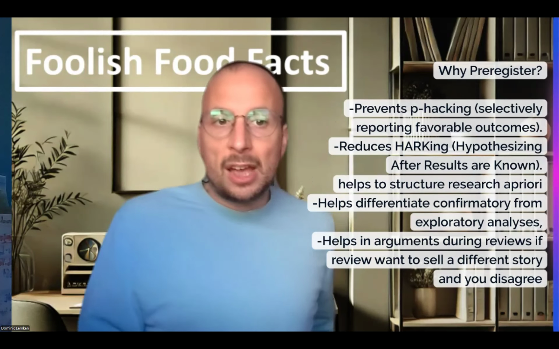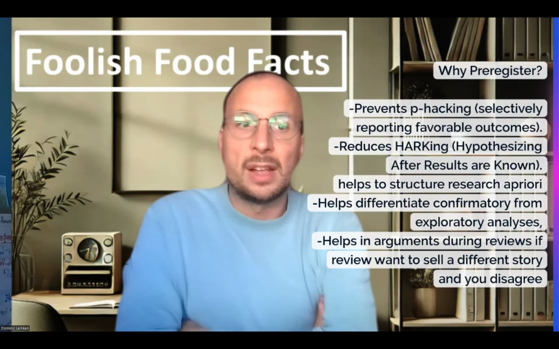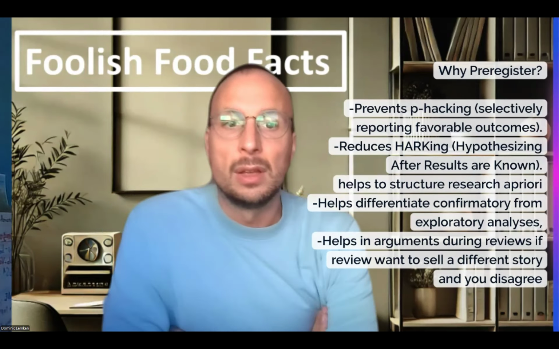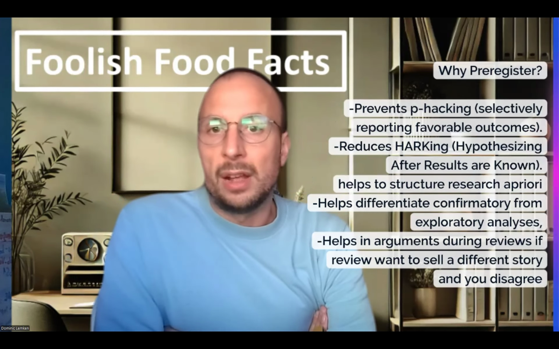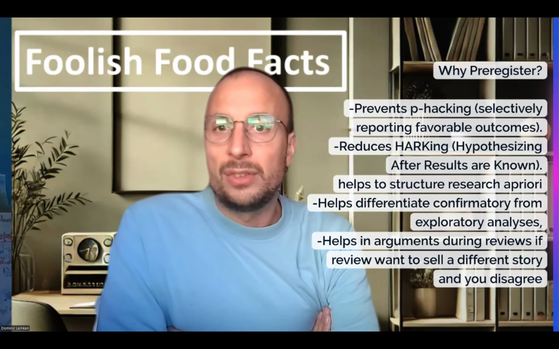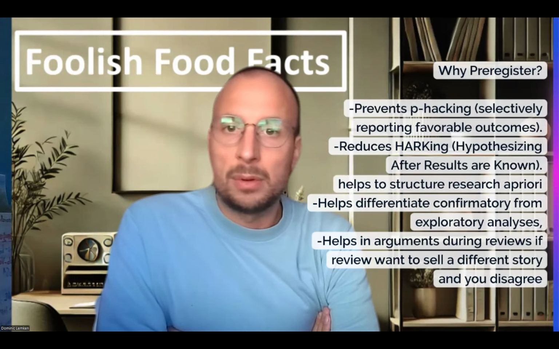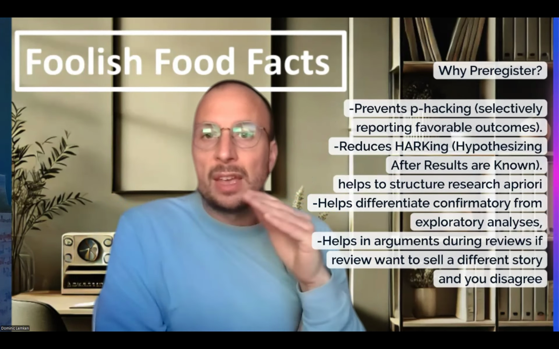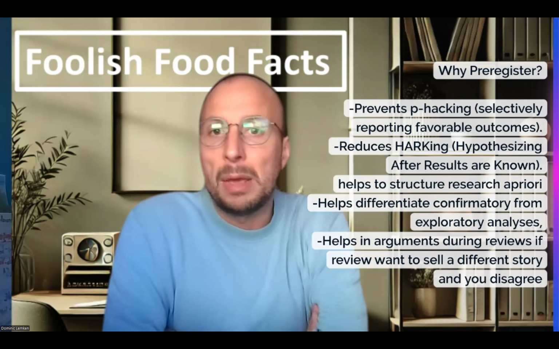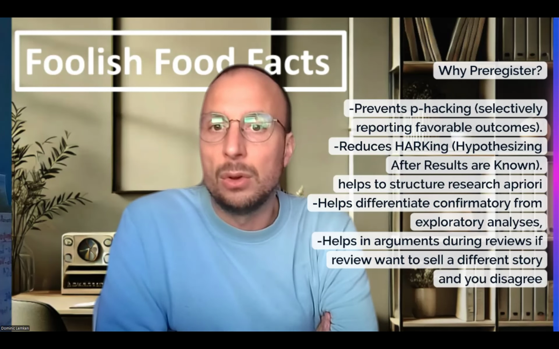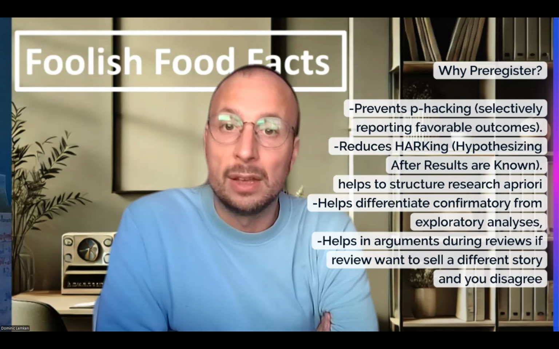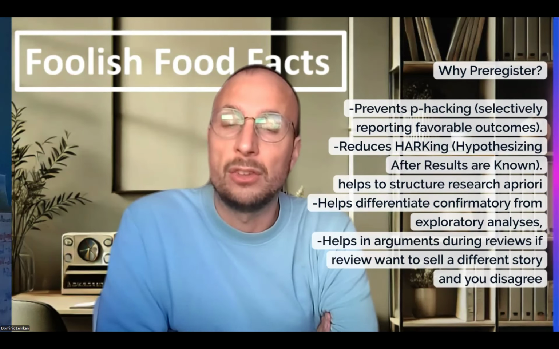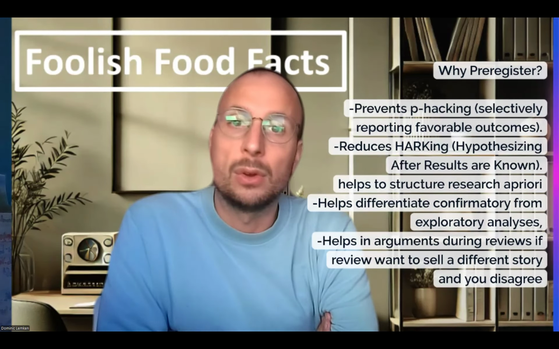The next thing, it helps as an argument during reviews. If you want to sell a different story and then the reviewers want to sell another, right? Because you have a pre-registration, you have something you and your collaborators agreed on. So reviewers cannot shift it anyway. I mean, if they make a suggestion that is clearly better than your own, I would definitely consider going against your pre-registration, making it transparent that you go against your pre-registration and follow reviewer advice.